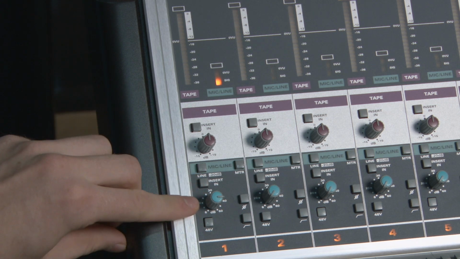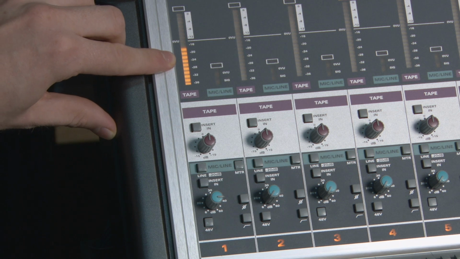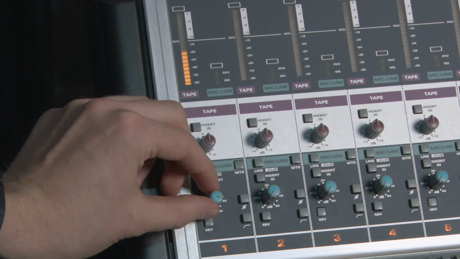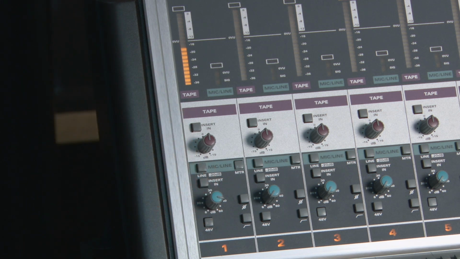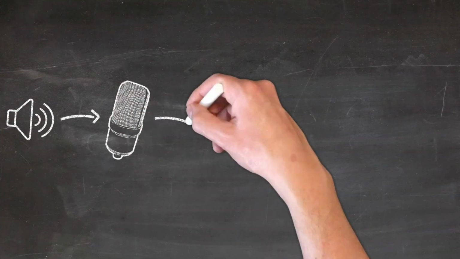To show more detailed metering, engage the MTR button. This displays the signal from the preamp on the bar graph meter. Ideally, at this point, the meter should be averaging around 0 VU, as this is the optimal gain level for using studio hardware. The metering tells us that the signal flow up to this point is correct.